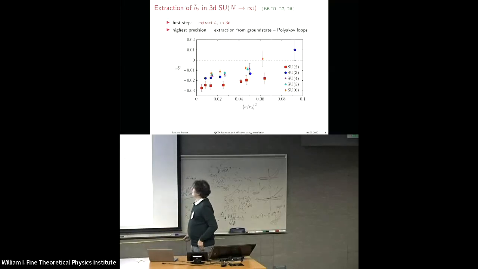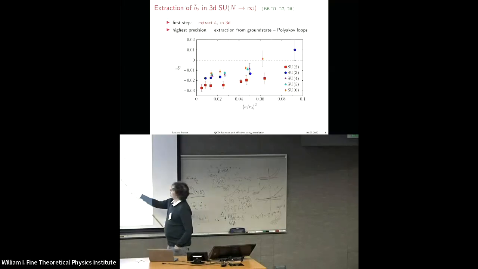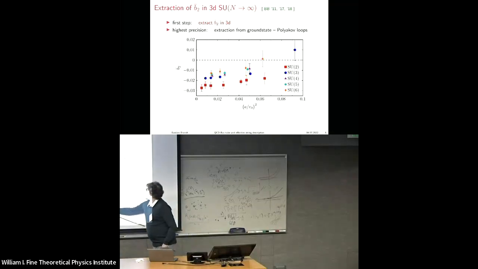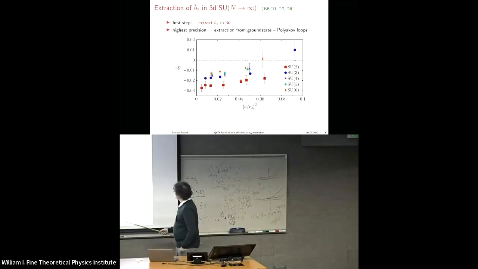So what I set out to do was study Yang-Mills theory in 3 dimensions for different values of the number of colors, basically going from 2 to 6, with the idea of eventually going to the large N limit. What I did was compute the static quark antiquark potential for different values of R. Then I fitted these results to the effective string theory prediction and extracted these non-universal parameters. What I'm showing you here are the results for this non-universal boundary coefficient for different values of the lattice spacings and different values of N.